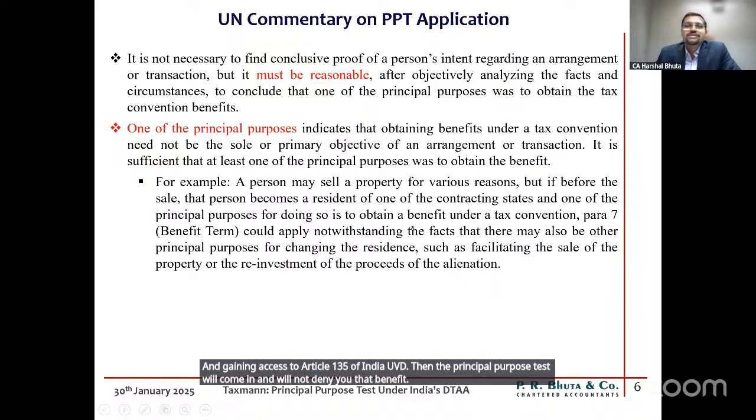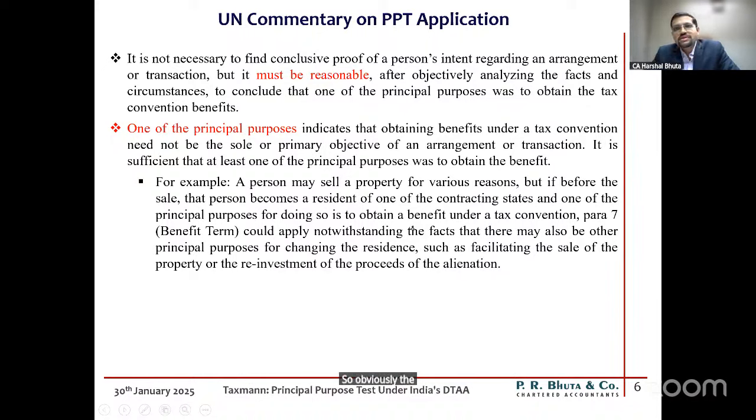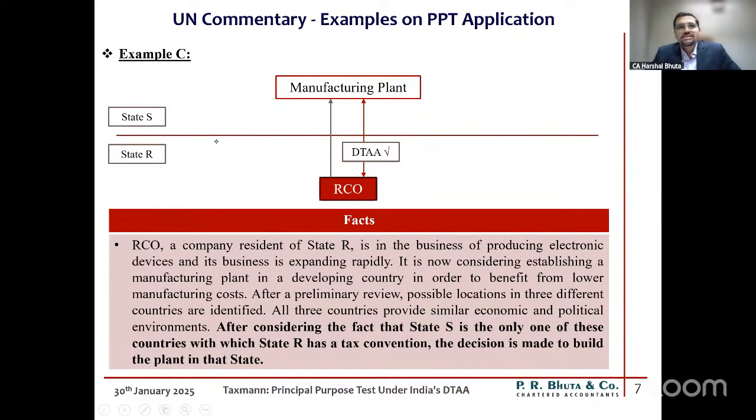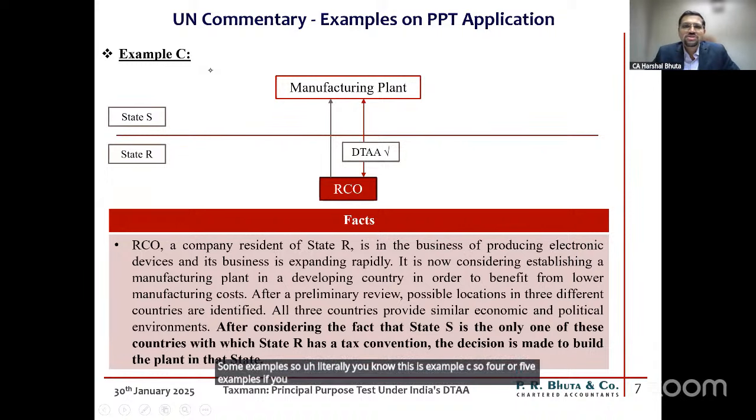Obviously the benefit was from the Indian tax side because source taxation rights are curtailed. In the residence taxation of UAE, we all know that capital gains are anyway not taxed. So therefore India will deny you the benefit of Article 13(5). Some examples. So literally, this is example C. If you see in the commentary, 4 or 5 examples which I thought would be relevant and of general application, I have pulled out here.